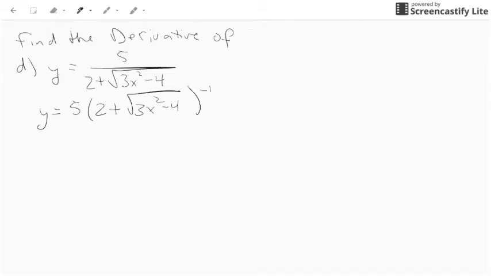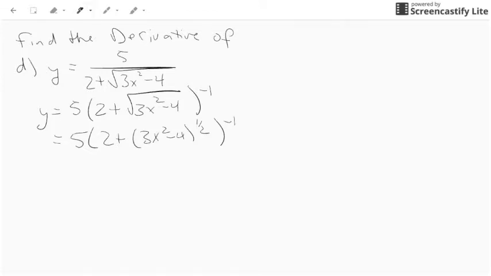Okay. Now, I'm going to take this and rewrite that as 5, 2 plus, I'm going to put this in brackets, 3x squared minus 4 to the 1/2. And that's all to the negative 1. Sorry, I don't know why that did that. That should look like that. Okay, I've got to erase this just a little bit right here to make that look better. There we go. So 3x squared minus 4.